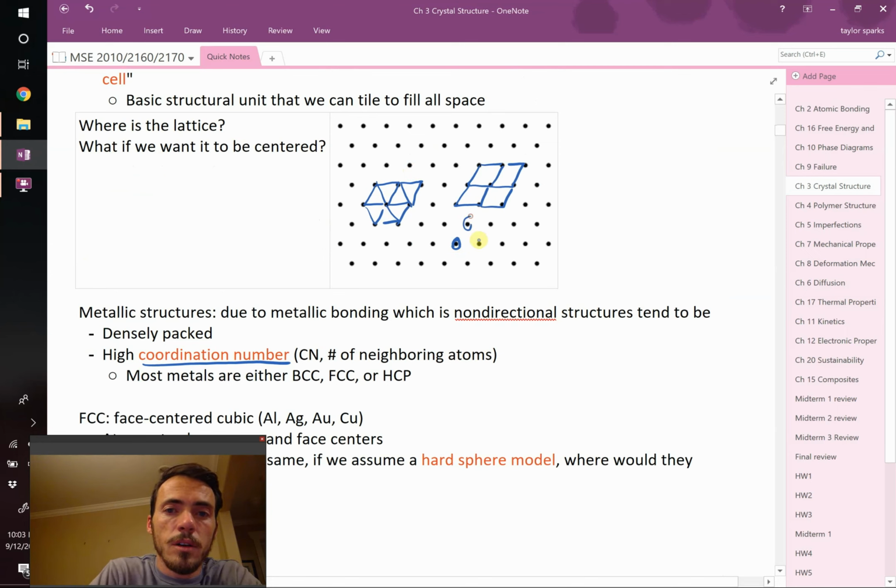You've got 1, 2, 3, 4, 5, 6. In that structure there, in that lattice, the coordination number is 6. Okay?